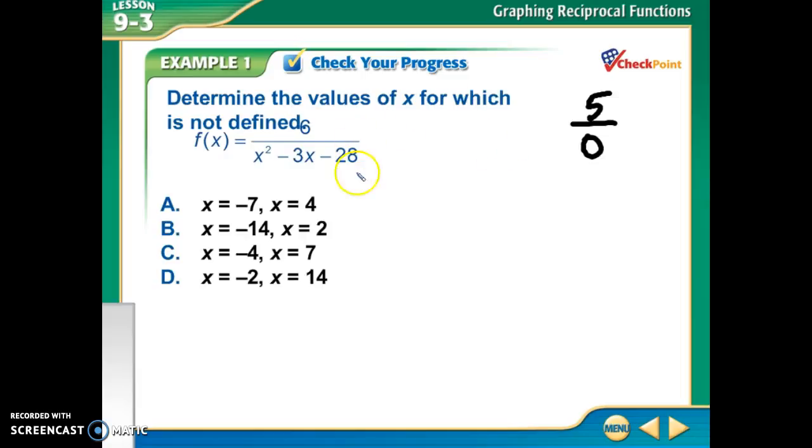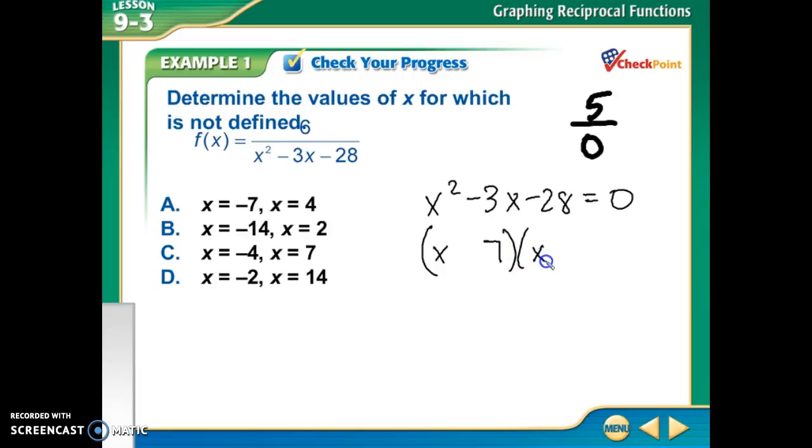So if I'm looking at a rational function and I want to know where it's undefined, I'm going to set my denominator equal to 0. So I would say x squared minus 3x minus 28 equals 0, and I want to know what values of x make this equal 0. Well, this is a quadratic that I can now solve. One way of solving quadratics is to factor. This is a plain Jane, so I want to multiply to negative 28 and add to negative 3, so that's going to be 7 and 4. I need one positive, one negative. Because I want to add to a negative, the bigger one has to be negative.